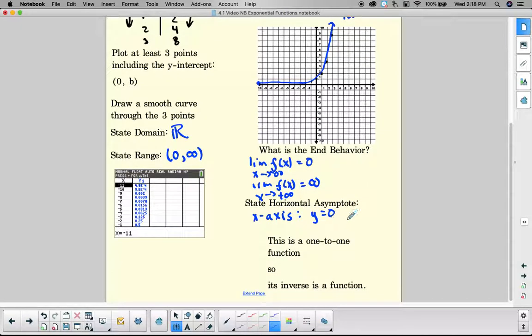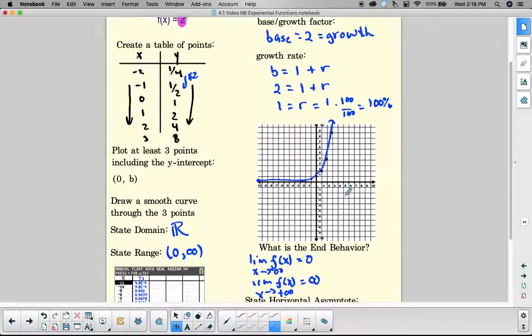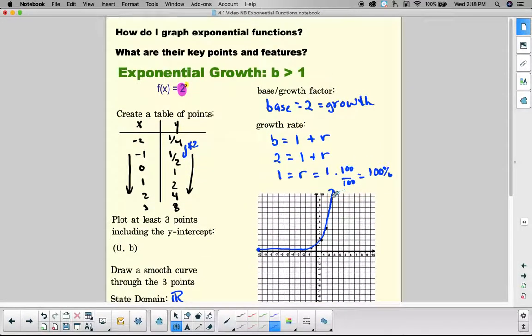Notice that this function is 1-to-1, so its inverse is also a function. Also notice that this function is constantly increasing. It's only increasing. This function is never decreasing. When the growth rate is greater than 0, the function is always increasing. It increases from -infinity to positive infinity, and the function never decreases because it's always growing.